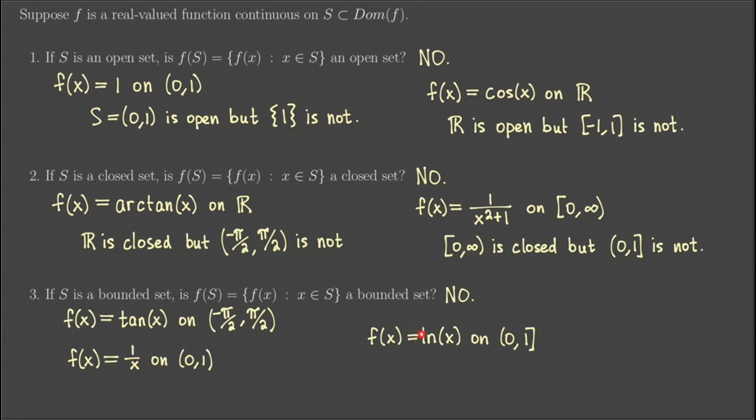And again, somewhat similar, you could take f of x equals natural log of x, just the very left part of it, so from 0 to 1, but not going all the way to 0 where natural log is not defined, it shoots down to -infinity. So again, this is not a bounded set of outputs.